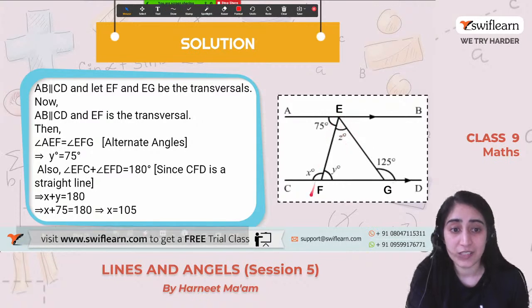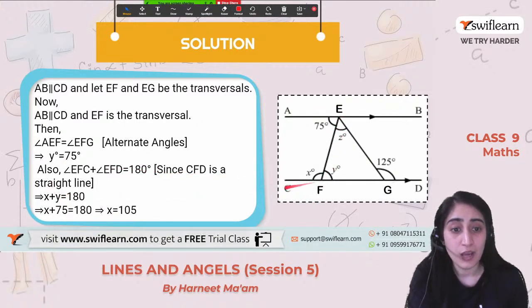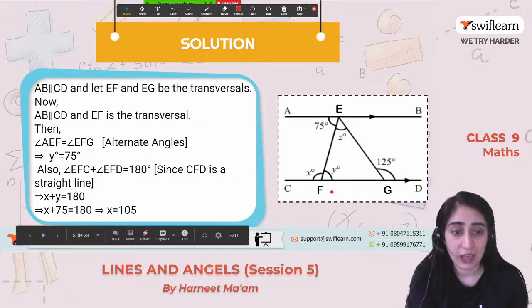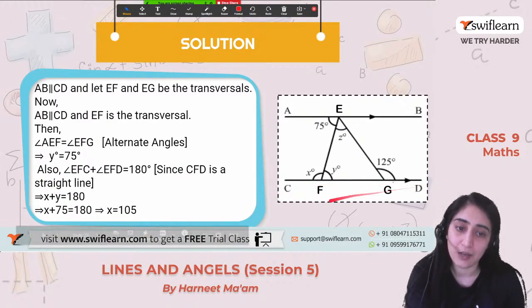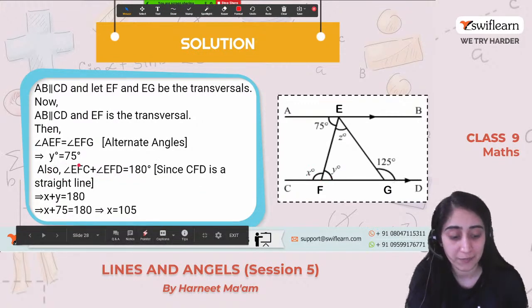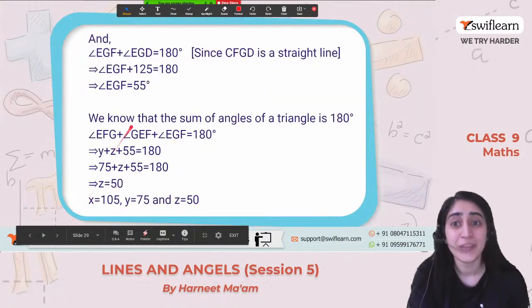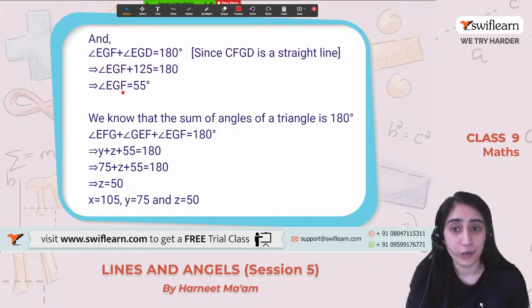Now, if EF is a transversal, what will happen? The angle AEF will be equal to angle Y, which is equal to 75 degree, right? Now, EFG is a straight line. That means X plus Y will be equal to 180 degree. We have already calculated the value of Y. So now on subtracting, we get the value of X. Well done. Now we know the value of X.